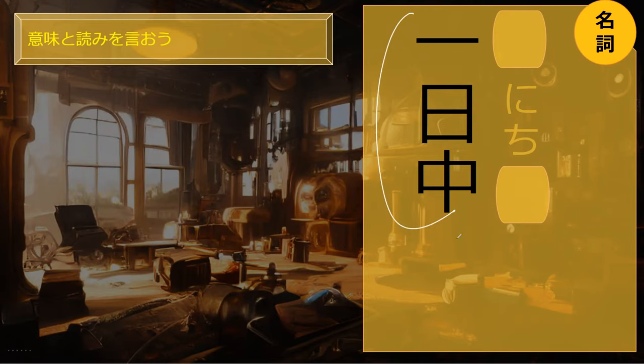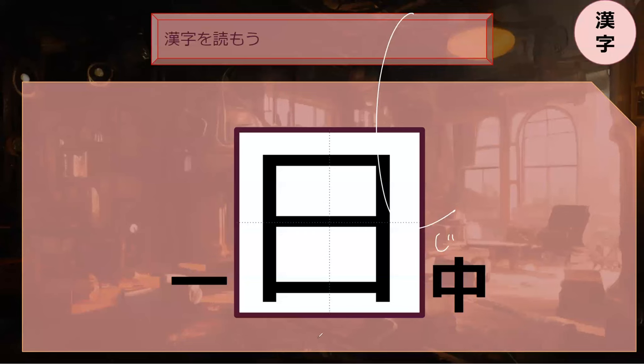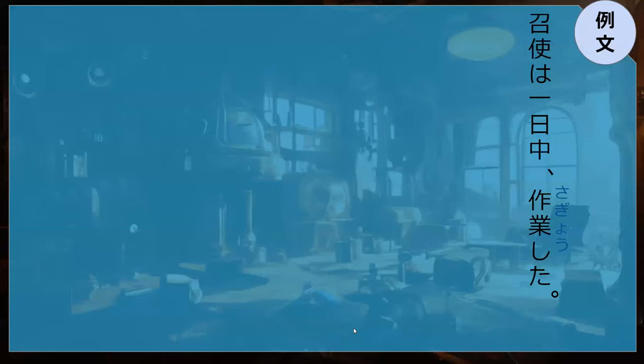Ichinichi ju. Started with ichi and ended with ju. What is the middle? Started with nichi. Hi, ichinichi ju. Perfect. So let's go do this example sentence. Meshitsukai wa ichinichi ju sagyo shita. The servant works the whole day, the entire day.